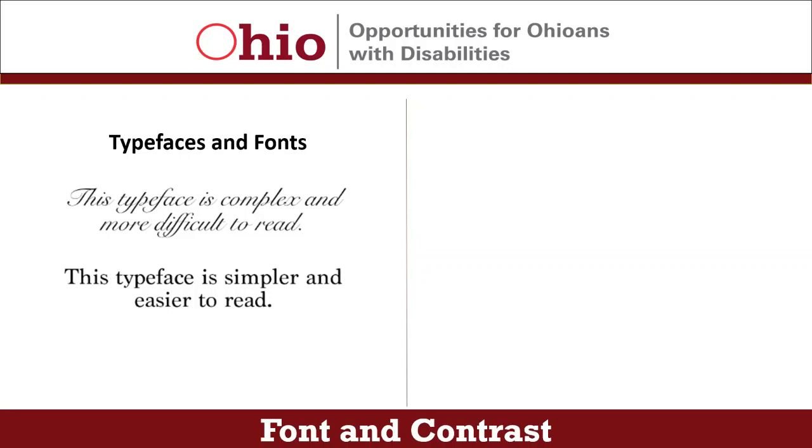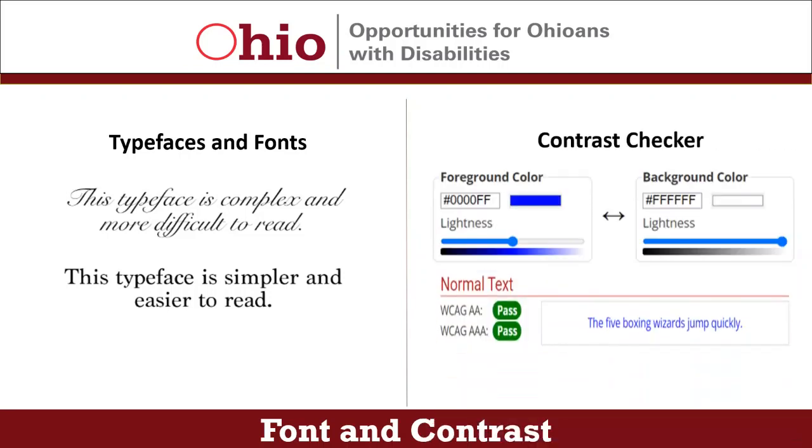Which leads to the second resource from WebAIM, their contrast checker. We included a screenshot from their website in the PowerPoint slide that shows how to use this tool, which includes entering the foreground and background colors using their 6-digit hex codes. Then the contrast checker provides a result of pass or fail for both normal text and large text according to the Web Content Accessibility Guidelines. This can be useful when you are creating documents like PowerPoint presentations with colors and graphics, or when you are creating directional signage in the workplace.